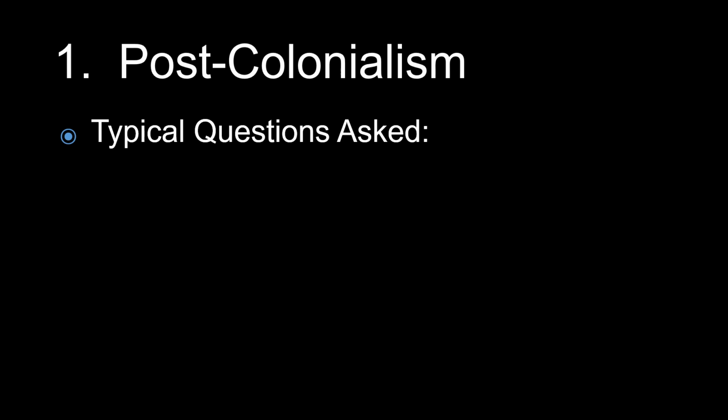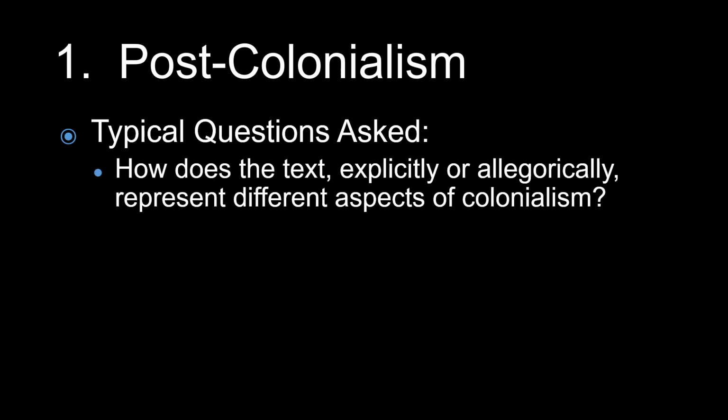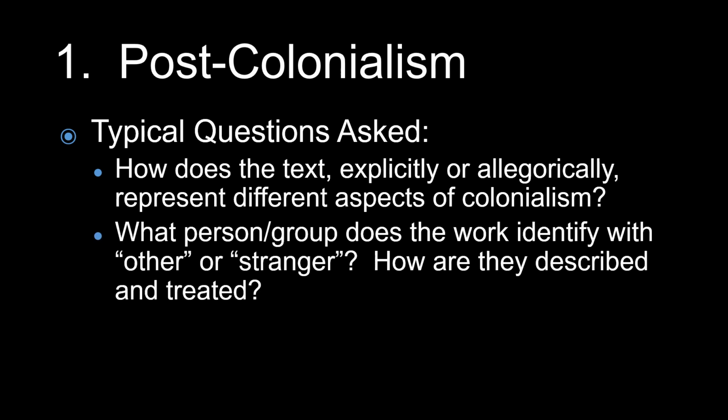Now, there are a whole series of questions that you ask when you talk about post-colonialism. The first question, if you're using a post-colonial theory, is how does the text that you are looking at represent different aspects of colonialism? Simply put, how is the white guy in charge? How is the black guy not in charge? I am really, really oversimplifying it. What person or group does the work identify with as other or stranger, as in something different from the norm, and how are they described or treated?